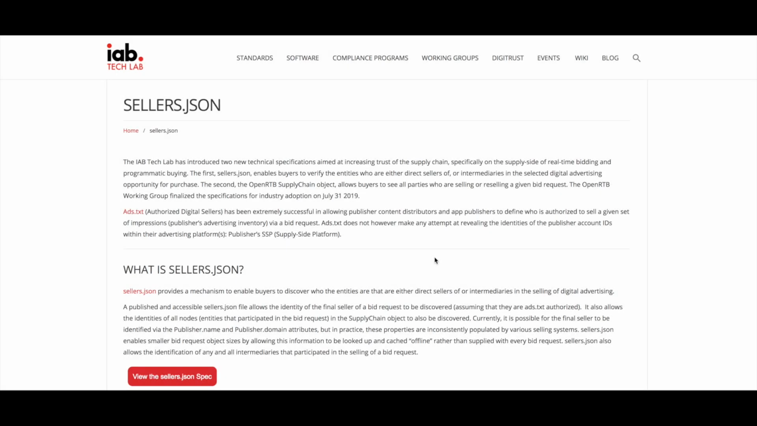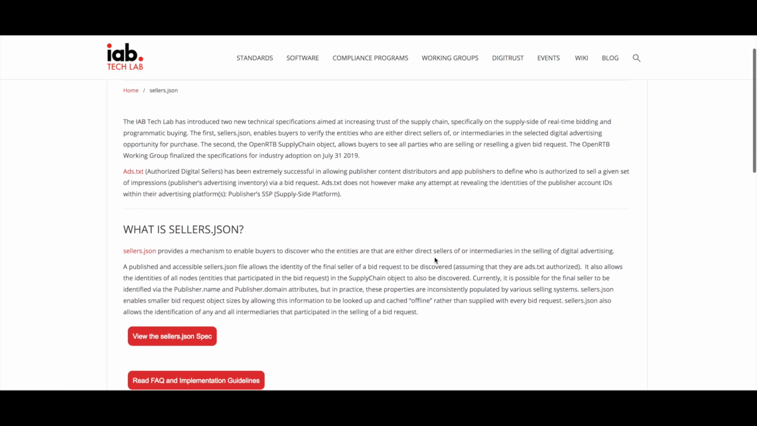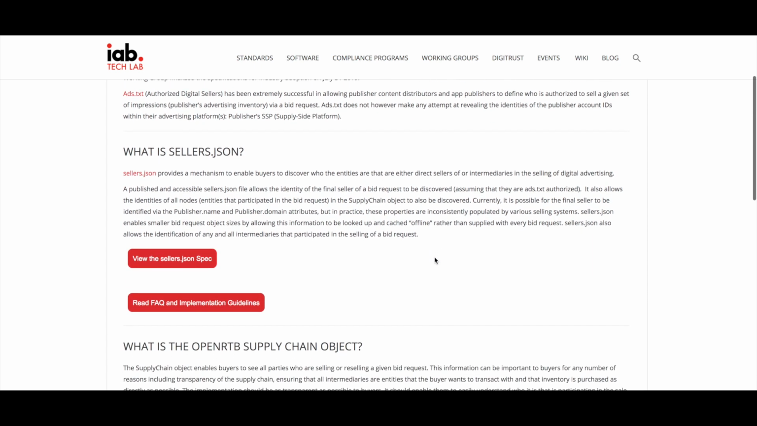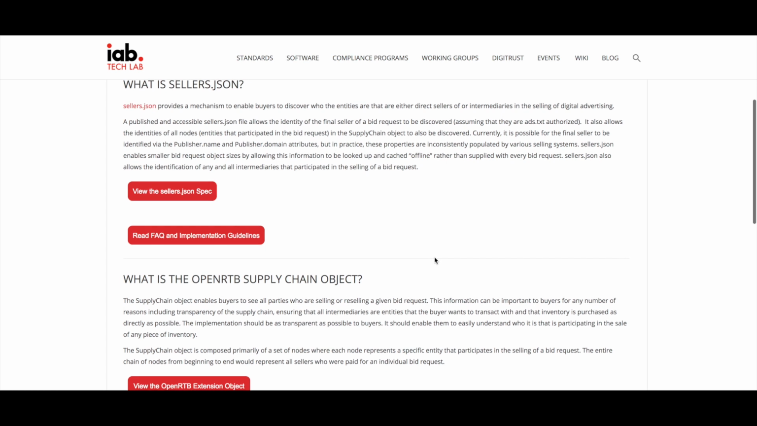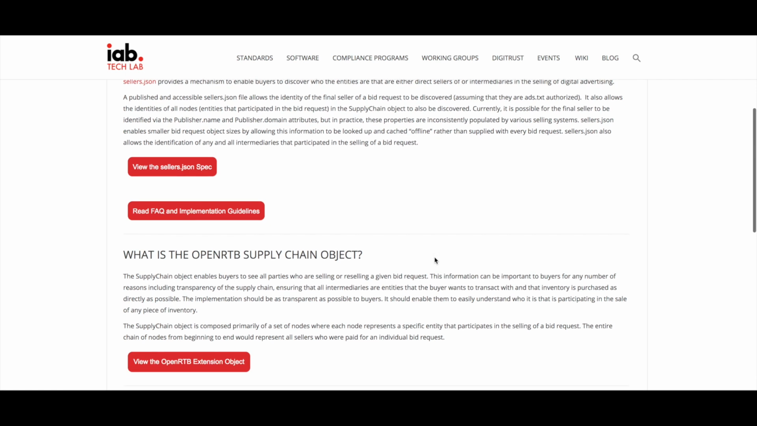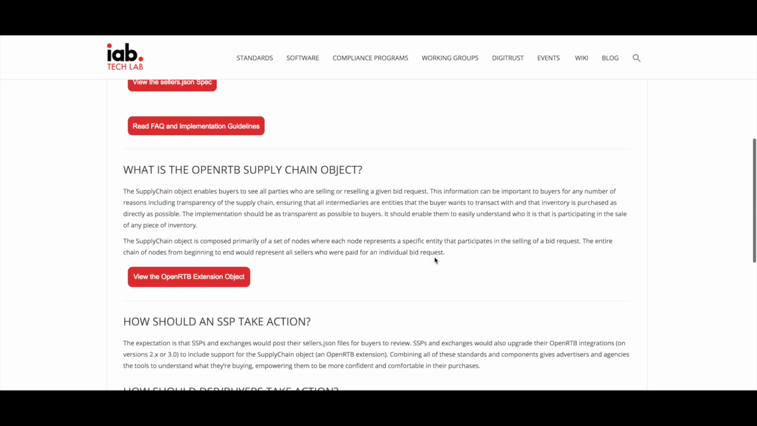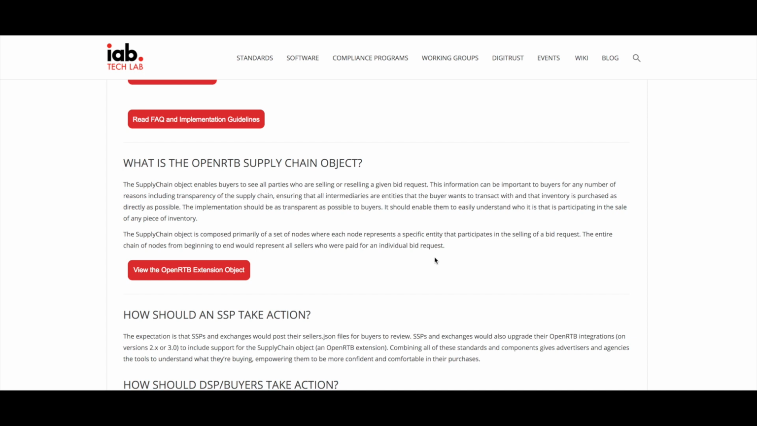I'm Whitney Wright, and today we're going to be talking about why Sellers.json is important and what it is. Sellers.json was introduced by the IAB to increase the trust of the supply side of real-time bidding and programmatic buying. If implemented correctly, Sellers.json serves as a mechanism to enable buyers to discover who are the entities that are either direct sellers or intermediaries in the selling of programmatic digital advertising.